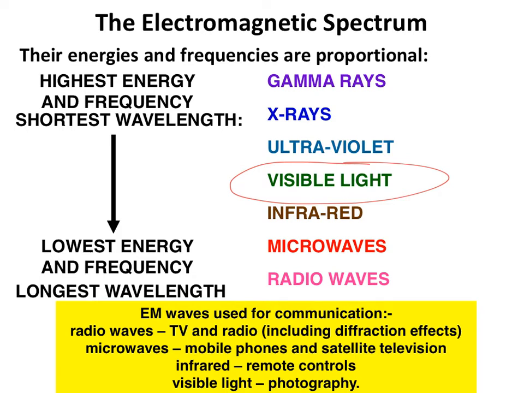The other versions of light are displayed in the electromagnetic spectrum. Within the electromagnetic spectrum, all the energies and frequencies are proportional to one another. At the top here, we've got gamma rays, and they have the highest energy and frequency but the shortest wavelength. At the bottom we have radio waves, and they've got the lowest energy and frequency but they've got the longest wavelength. As we go up, we can see radio waves, microwaves, infrared, visible light, ultraviolet, X-rays, and gamma rays.